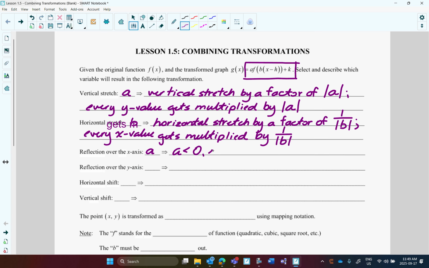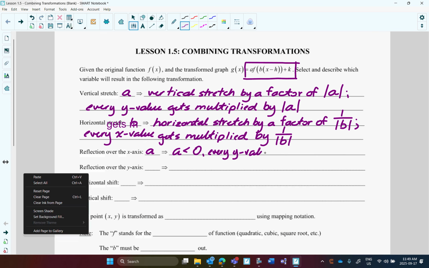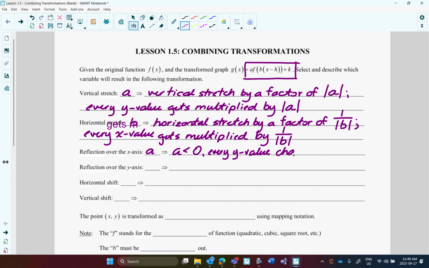every y value in the original function changes sign. Okay. So notice that A is affecting the y values, B is affecting the x values. So a reflection over the y-axis is also represented by B if it has a negative. So if B is less than 0, every x value changes sign.